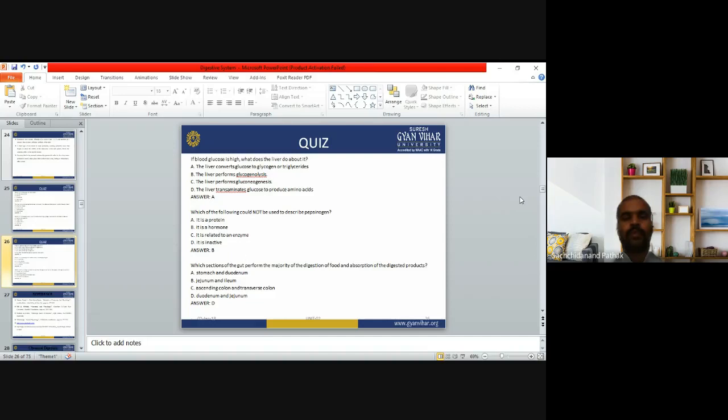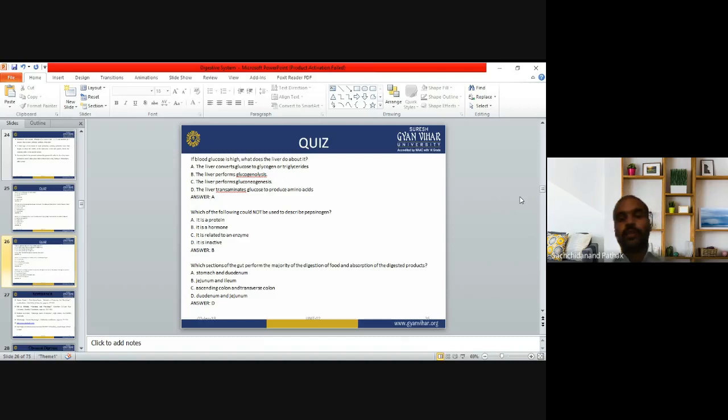Okay, B. Jejunum and ileum. Ileum is okay, but jejunum is not okay, so I think B is again incorrect. Ascending colon and transverse colon are parts of the large intestine, and the large intestine plays only the 10% absorption of nutrients. So ascending colon and transverse colon is again incorrect.